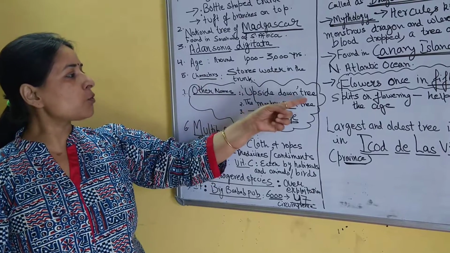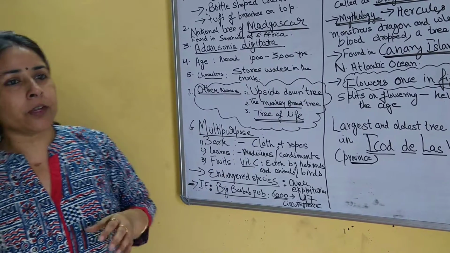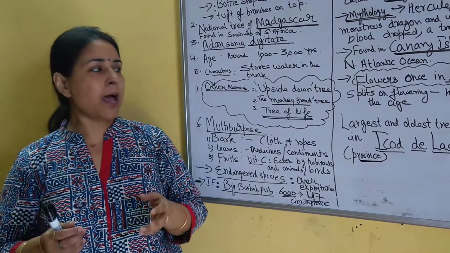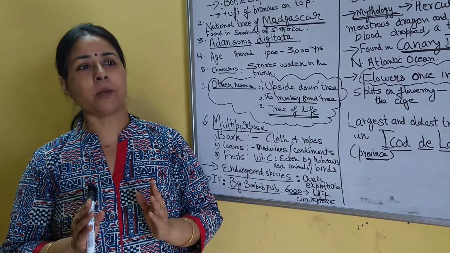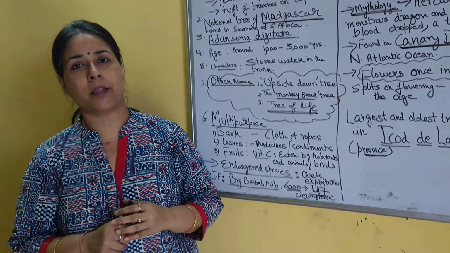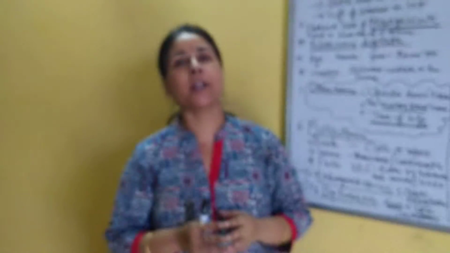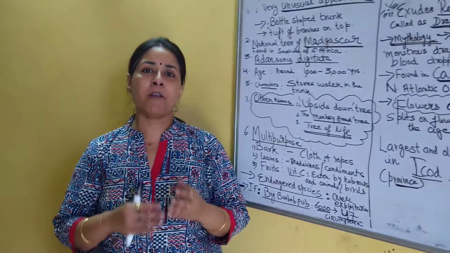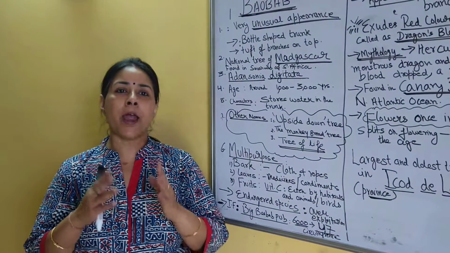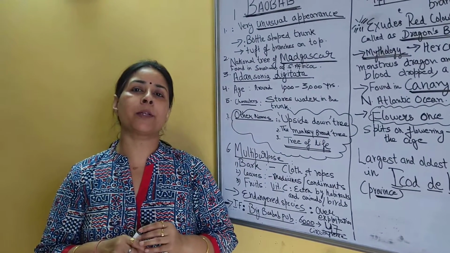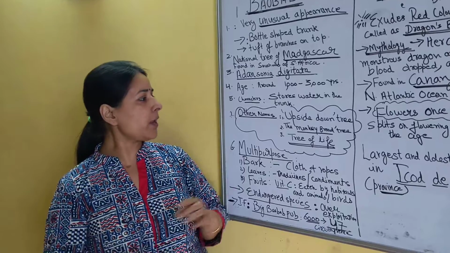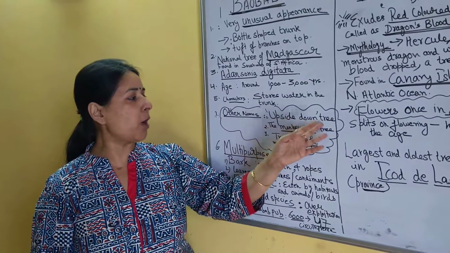Now the other name which is given to this tree is upside down tree. Why is it named so? If the tree is leafless, as I have told you, it is a bottle shaped tree and a lot of branches are there. Now if those branches are not bearing leaves, it appears that we have inverted the stem and the roots are on the upper side of the plant. That is why it is known as the upside down tree.